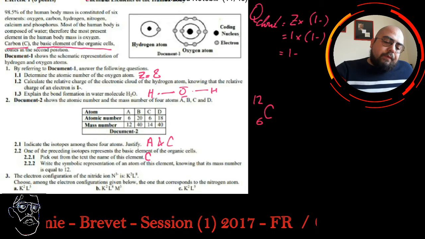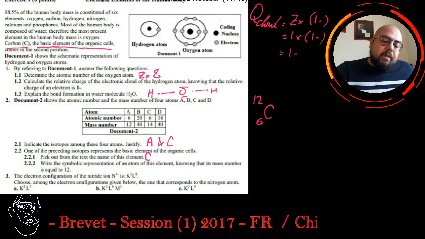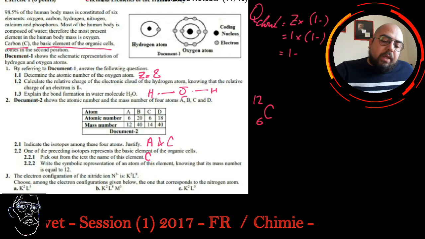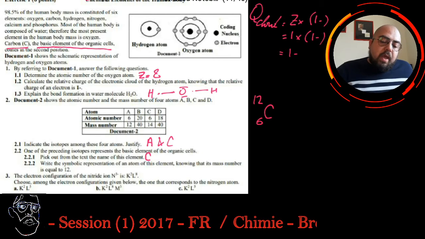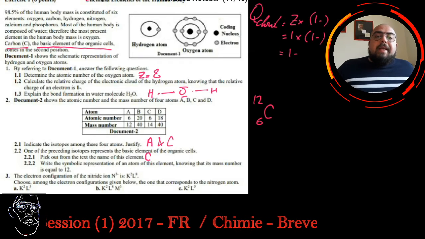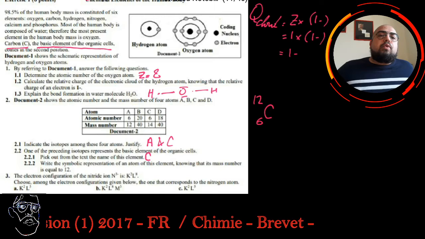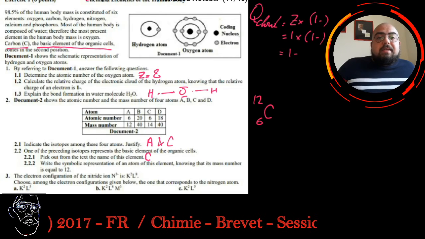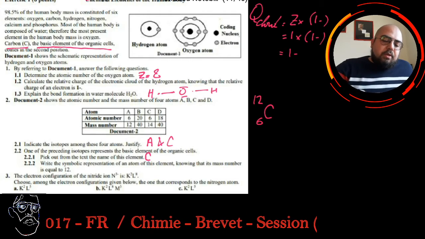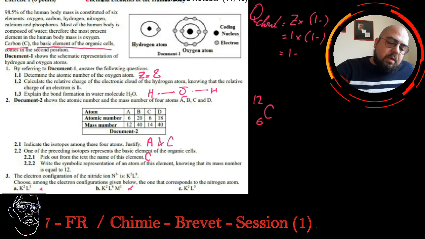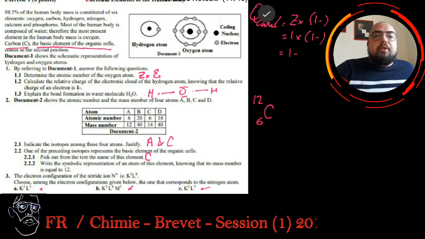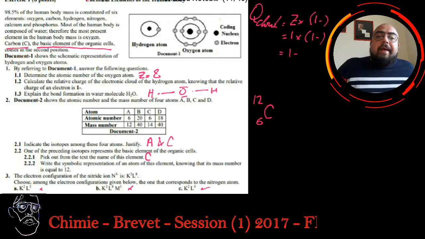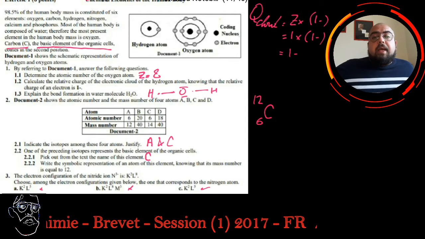The electron configuration of the nitride ion N3- is K2L8. Choose among the electron configurations given below the one that corresponds to the nitrogen atom. So we have the nitride ion. It has already gained 3 electrons, so its configuration will be K2L8. So the initial atom, which has 3 electrons less than the ion, will be K2L5. So it's not the first one, it's not the second one, it will be the third one. It cannot be K2L8M5 because it will have to remain on the same energy level. So it's K2L5.